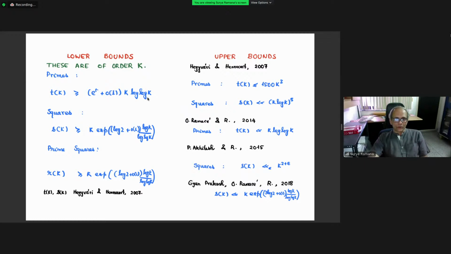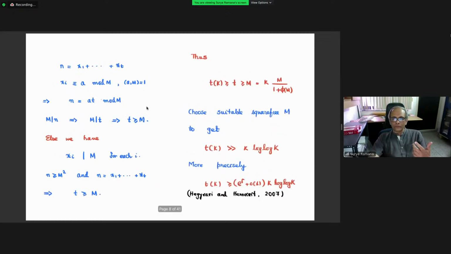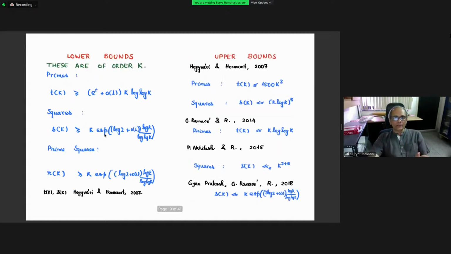Notice that this log k comes from the factor m by phi(m), which is basically the reciprocal of the density of invertible classes mod m. And similarly, the exponential factors here arise from the density of invertible squares modulo m. So the reciprocal of these densities gives you these extra factors. What you want to remember is that the lower bounds are all of order k times a fudge factor, which comes from the appropriate density. So now, what are the upper bounds?